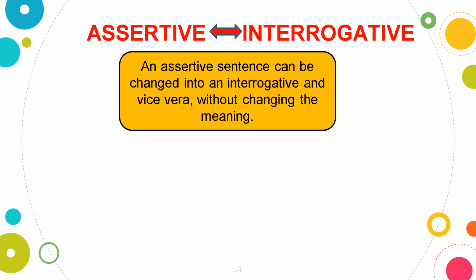So children, now you all know that assertive sentences are sentences which are stating facts, and interrogative sentences are sentences which ask questions. So now let us look at how to change an assertive sentence into interrogative and an interrogative sentence to assertive. But remember children, we should not change the meaning of the sentence. The meaning should remain the same.